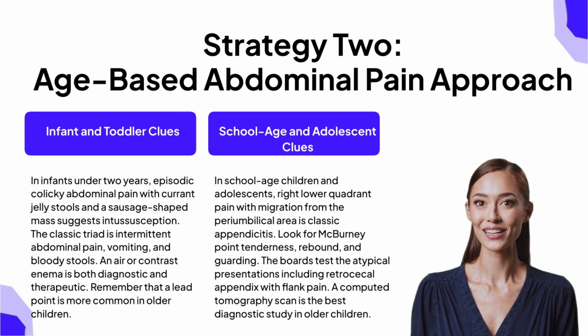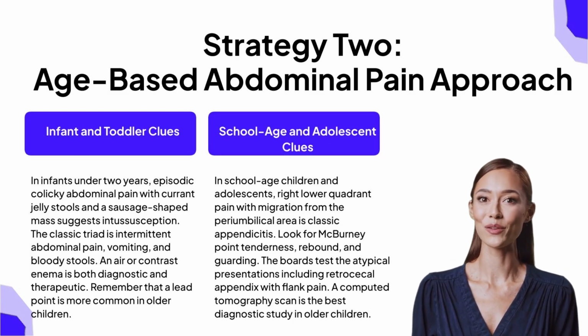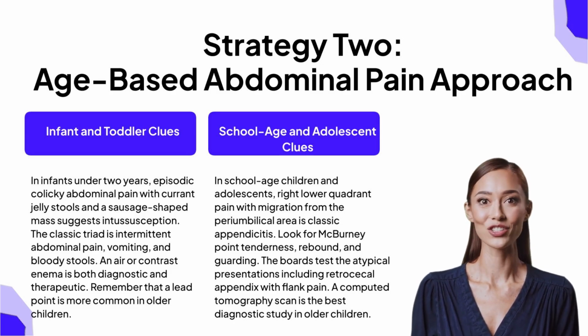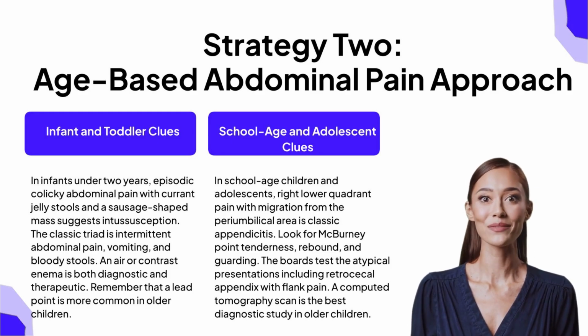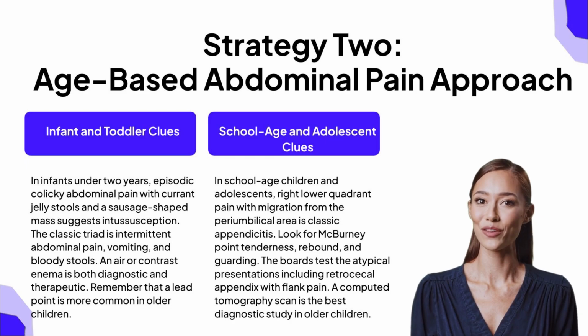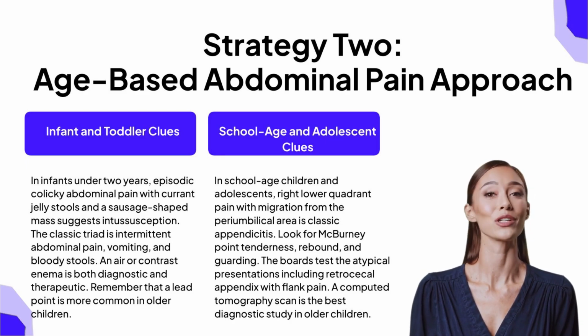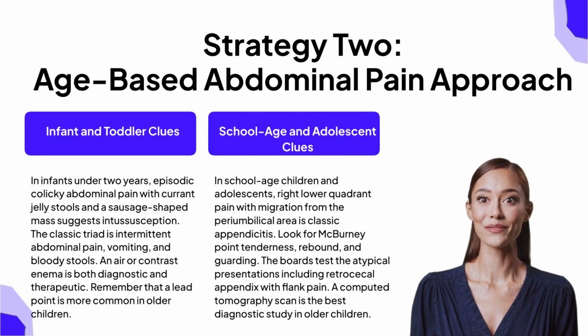Our second strategy is the age-based abdominal pain approach. When a question stem gives you a child with abdominal pain, the age of the child is your strongest clue. For infants and toddlers under 2 years old, think intussusception when you see episodic colicky pain with the child drawing up their legs, currant jelly stools, and a sausage-shaped abdominal mass. The classic triad is intermittent abdominal pain, vomiting, and bloody stools. An air or contrast enema is both the diagnostic test and the treatment.